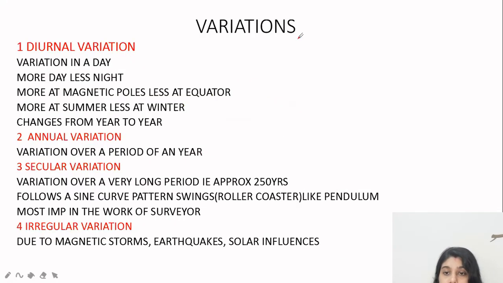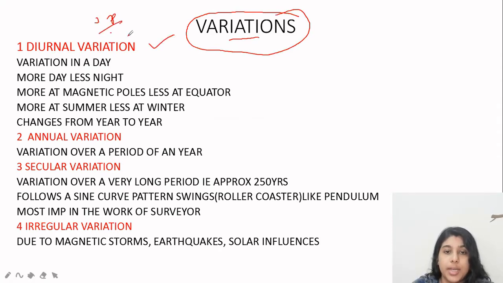Next is variation. We have studied that mariners call declination the variation. Four types are there. Diurnal variation: this can be asked as MCQs every time, all are very, very important portions. Variation in a day is called diurnal variation. More in the day and less at night. More at the magnetic poles and less at the equator. More in summer and less in winter. Then there is annual variation, which changes from year to year.